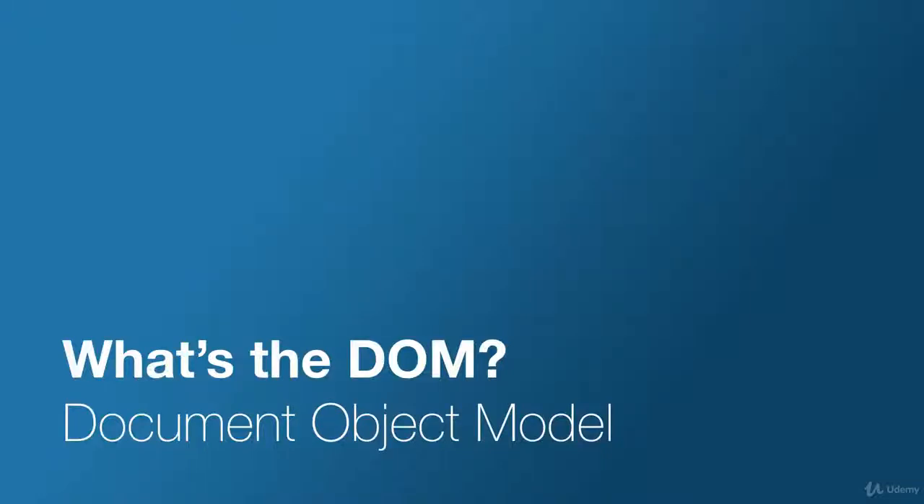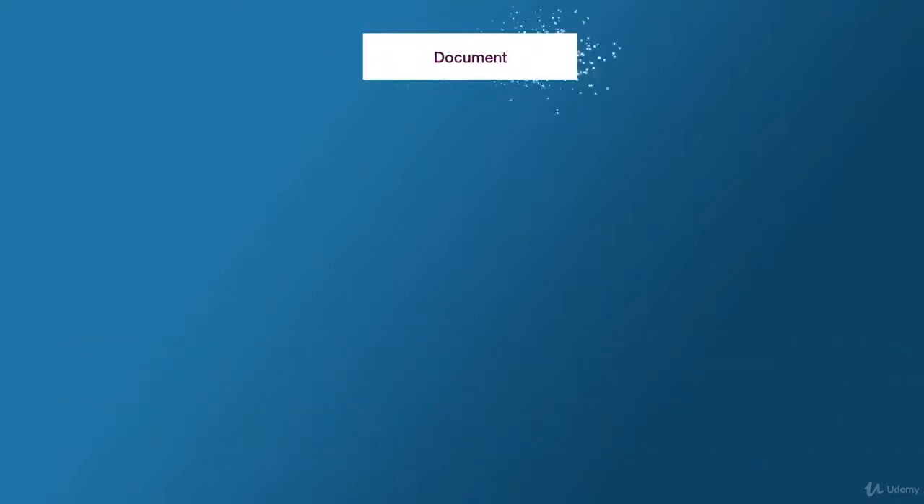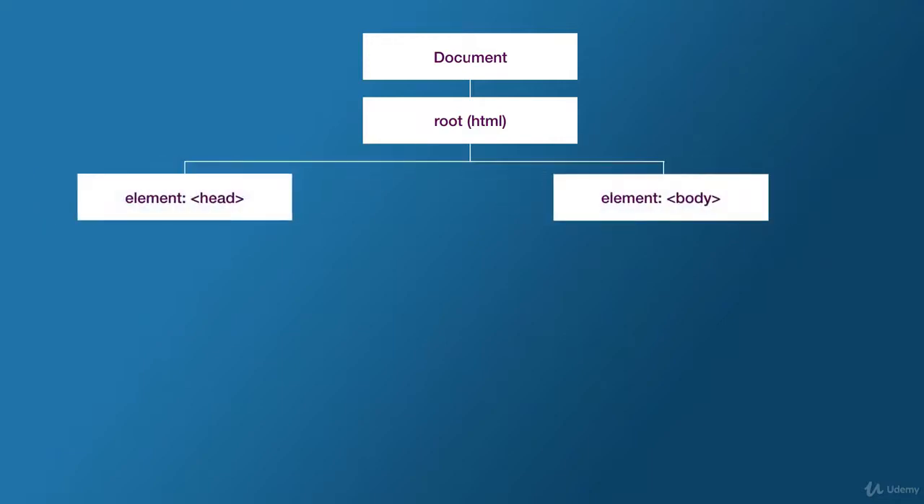So let's see what is the DOM in JavaScript. DOM stands for Document Object Model, and we're going to see a diagram that is going to show in a better way what exactly the DOM is. So normally your HTML file is going to be referred to as the document. Once you are in the document, you will have two different main areas. One is going to be the head, and the other one is going to be the body.